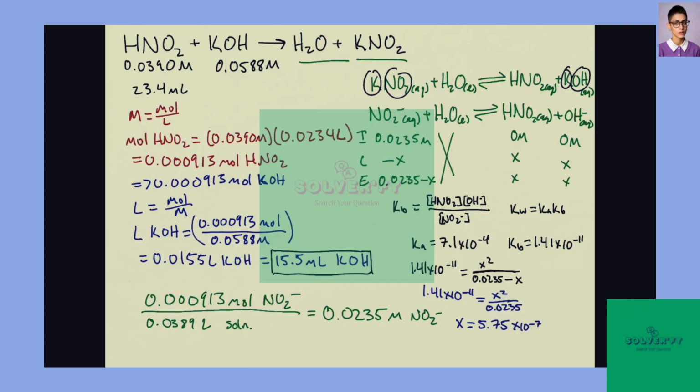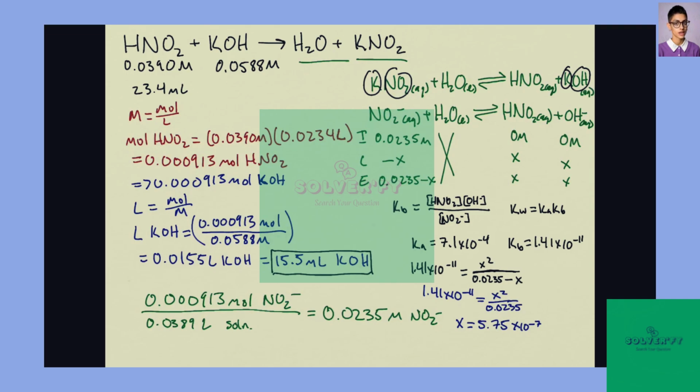And this tells us that our assumption is valid since 0.0235 minus 5.75 times 10 to the negative 7th is still 0.0235 to 3 significant figures. If our assumption was invalid, we would have to go back and resolve this problem for X using the quadratic equation. But since our assumption was valid, we can just move on.